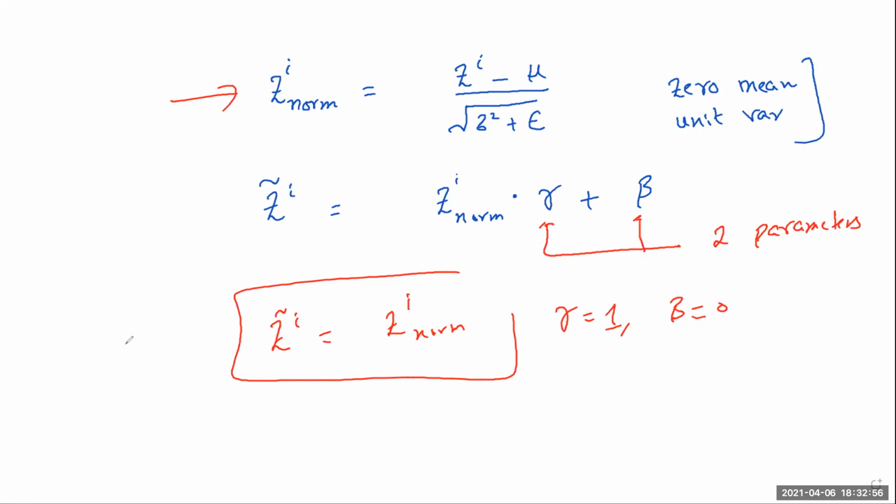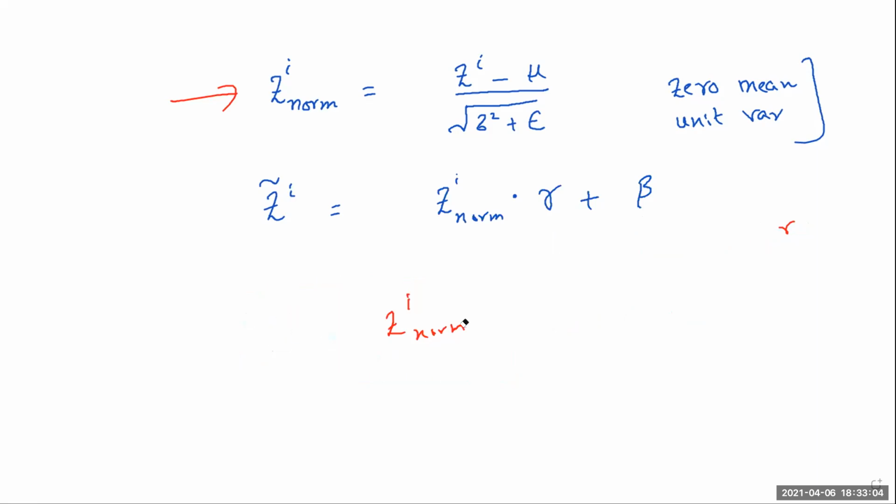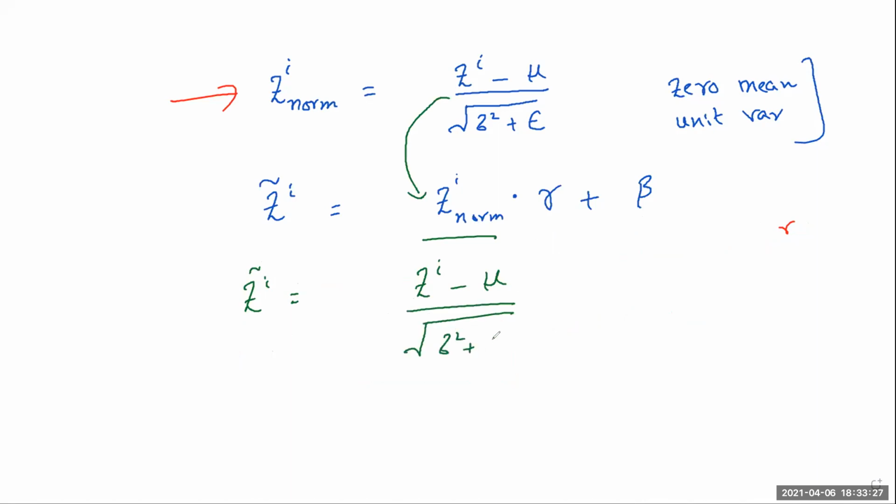Now let's see another scenario, okay? Let me just get rid of this so that we have some space and we discuss another scenario. Let me also plug in the value of Z_i normalized in this last expression so that we can discuss better. Z_i normalized is this, so I'm plugging its value: Z_i minus mu under root of variance plus epsilon, right? And here you have gamma plus beta.